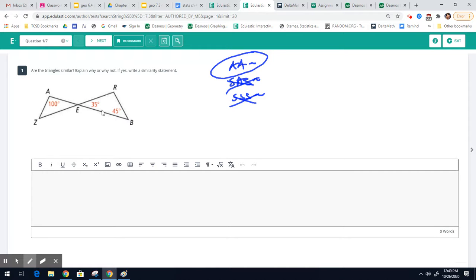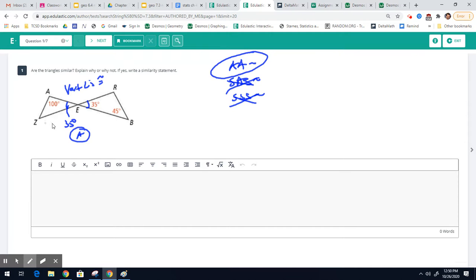Hold on. First off, look at how these triangles intersect. Don't we know something about these two angles? Aren't these two angles vertical angles? Aren't vertical angles congruent? So isn't this angle 35? So there's one angle pair, right? So where's the second angle pair going to come from?